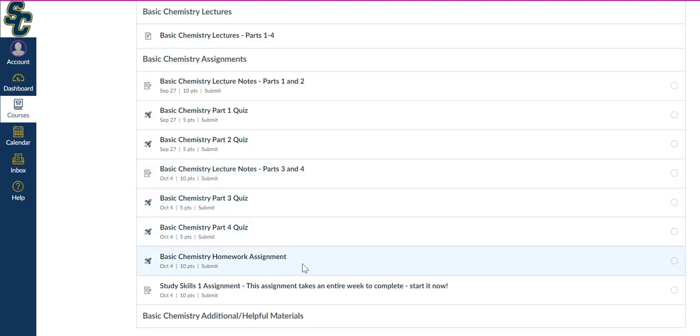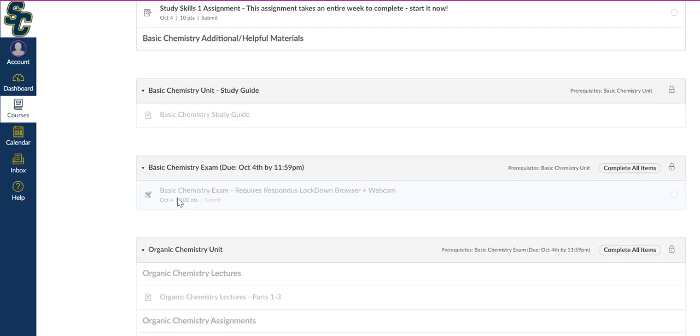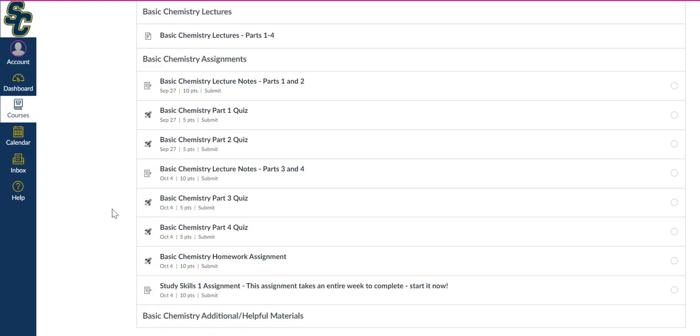Now, the homework assignment and the study skills assignment, both of these are due during the second week, so you have the entire unit period of time to work on them, but you can always start them ahead of time. And I do recommend that you do that, so you don't end up seeing here that you have all of these assignments due plus the exam on October 4th, for example.